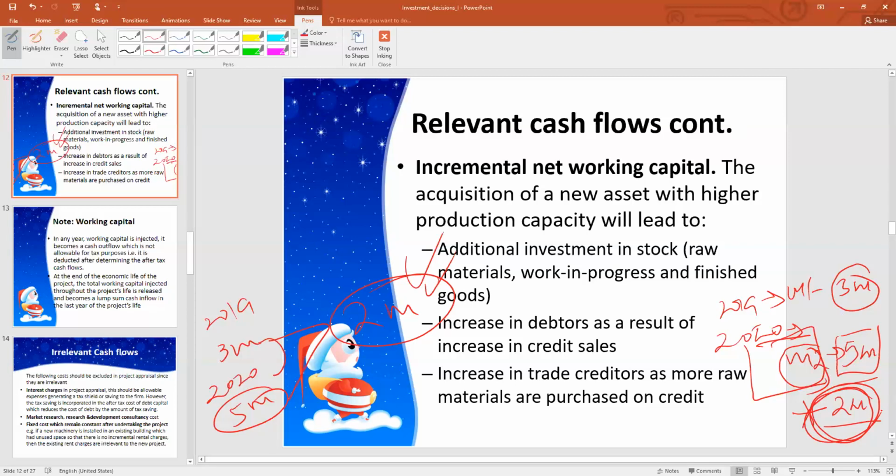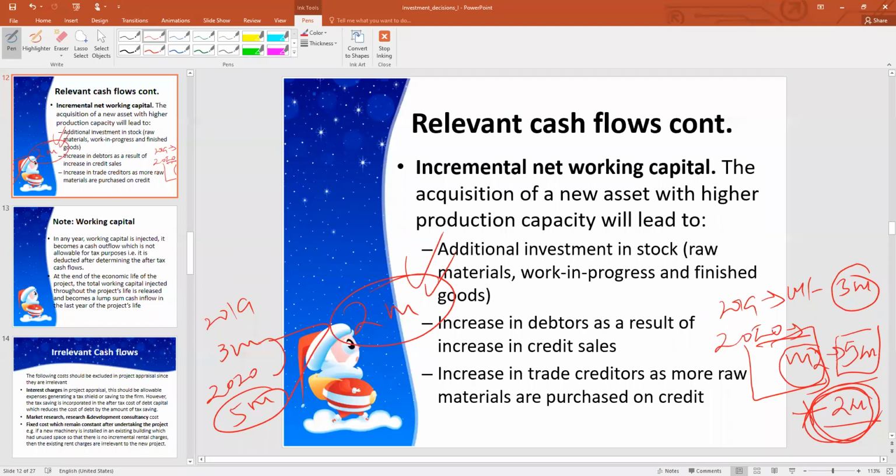Okay. Now, with that concept, assume that the company is replacing machine 1 with machine 2. So machine 1's life is coming to an end once you buy the new machine. What should we consider as the incremental working capital? It should also be the 2 million.